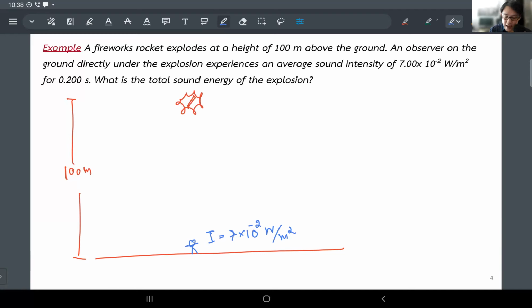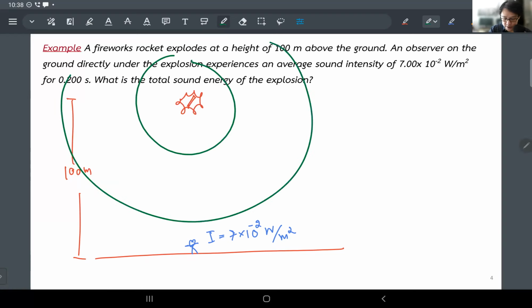And we can assume that this explosion generates sound waves in all directions. So that means we assume that this explosion is a point source. So it means you generate sounds in all directions like this. Okay, cool. Now it turns out he experiences this for an interval of time of 0.2 seconds.